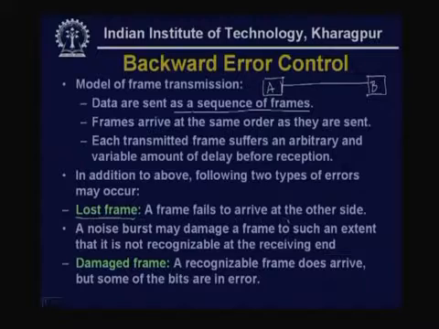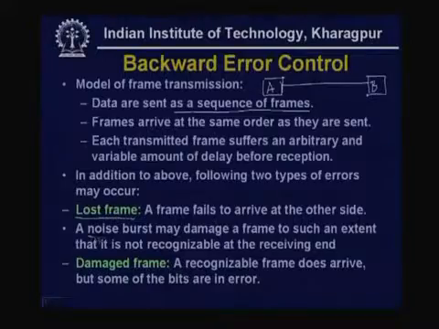A frame fails to arrive at the other side. How can it happen? Whenever a frame is sent, in what situation can a frame not reach the destination, or get lost on the way? One possibility is that there may be some noise, and that noise can corrupt the frame to such an extent that information is not recognizable. So a noise burst may damage a frame to such an extent that it is not recognizable at the receiving end. In such a case, we may call that the frame is lost.